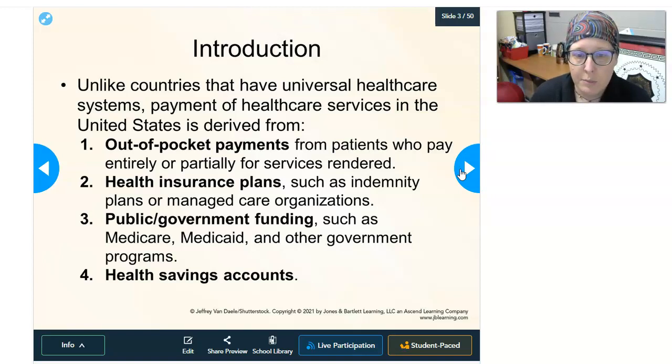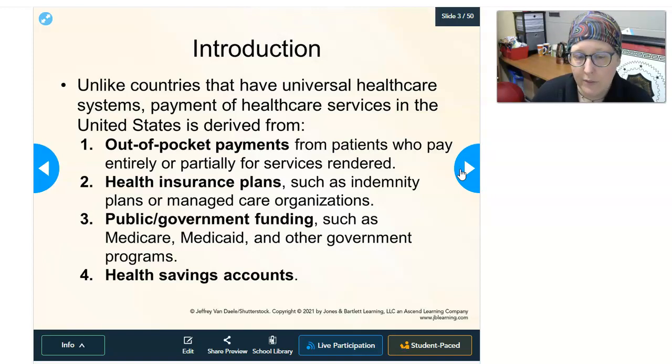Then you have health insurance plans, and those are indemnity plans or managed care organizations. So there you have health insurance coverage and you get reimbursed, or sometimes the clinic files for the reimbursement with a health insurance plan, and then you pay the difference of whatever you owe. Of course, then there's public and government funding, so these are all the programs that are government-based, like Medicare and Medicaid, but also the children insurance plan and all of that.